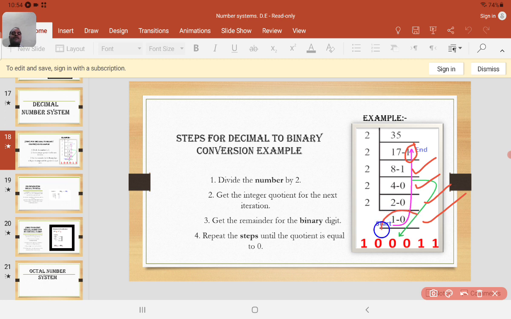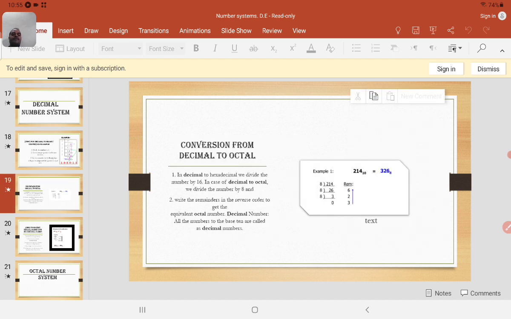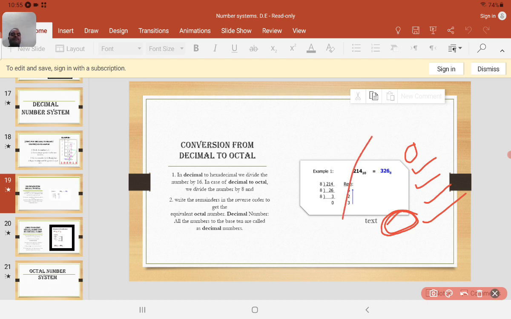We continue until the quotient is a number not divisible by 2, that is 1 or 0. After division you have to remember an important point: how do we write this binary number? We write the resultant binary number from downwards to upwards, like this.